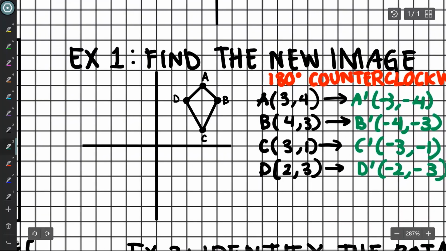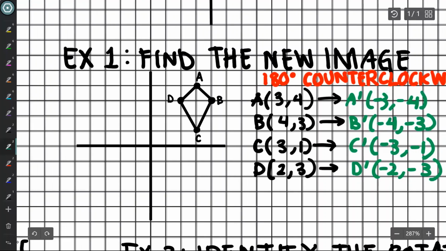Alright, so we're going to start with point A. We're at -3, -4. So this is my A. B prime, we're at -4, -3. So there's my B prime. C prime, we're at -3, -1. Right here, that is my C prime. And D prime, we're at -2, -3, and that's D prime, and we can connect our shape.